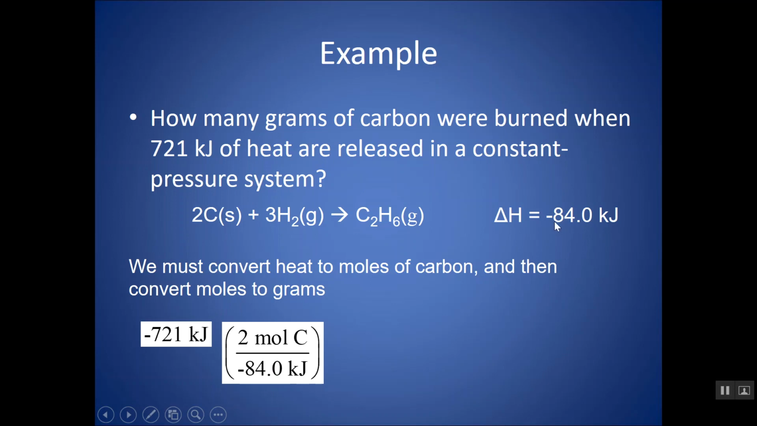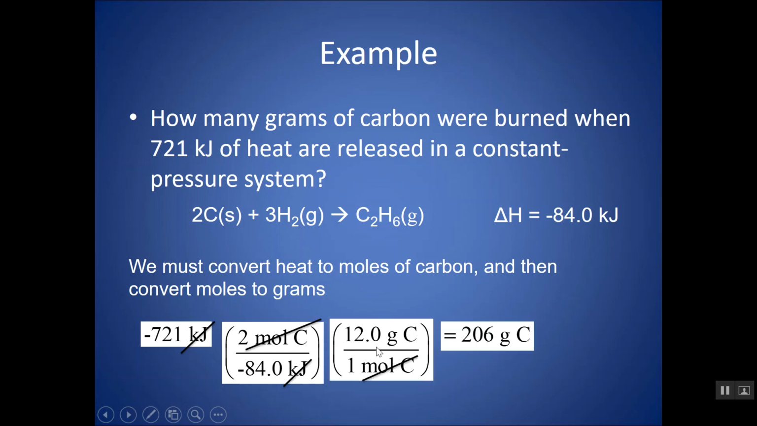This is telling me that 84 kilojoules are released when 2 moles of carbon react, and that's what I'm putting into my conversion factor. Now I don't want moles of carbon, I want grams, so I have one more step to go where I use the molar mass to change from moles to grams of carbon, and then I get 206 grams of carbon, just rounding to about 3 sig figs since I have 3 sig figs in my starting number.